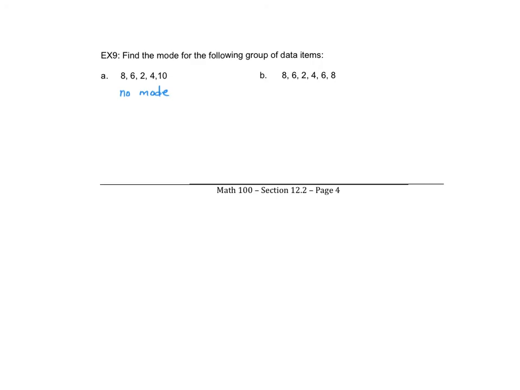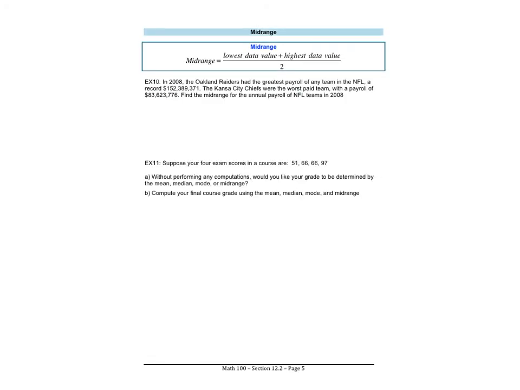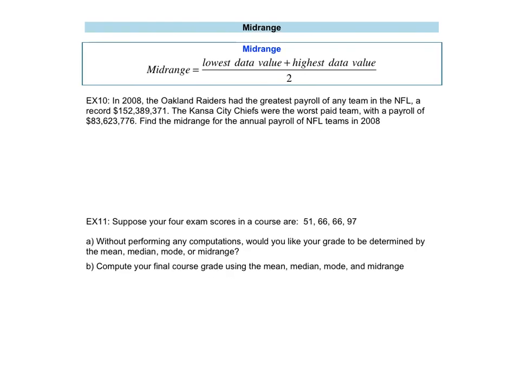In example B, we have 8, 6, 2, 4, 6, 8. So the 8 repeats, there's 2 of them, and the 6 repeats, there's 2 of them. Since they have the same frequency, we have 2 modes. We have 6, we also have 8. So it's possible for there to be one mode, no mode, or many modes. And that's all we're going to talk about with mode.